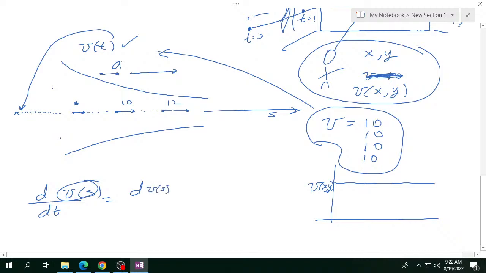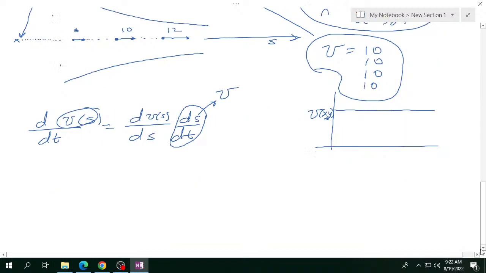Okay. So I have that, but I can take the derivative like this. And that is the same. These two are actually the same thing. However, this is nothing more than the velocity. So in other words, the actual acceleration, which is dV/ds times velocity, would be this.